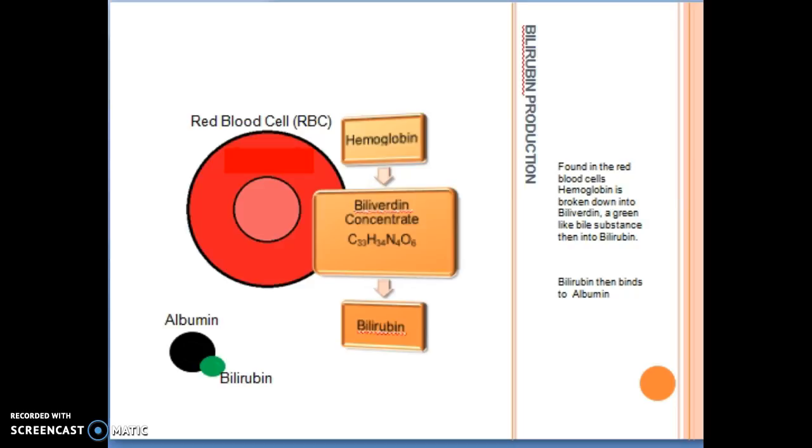It is important when speaking of hyperbilirubin to actually break down the process of how bilirubin is made. First, you have to have the red blood cell, which is commonly referred to as RBC. It is found in hemoglobin, which breaks down into biliverdin, which is a green-like bile substance, and then is also broken down to bilirubin. Bilirubin is then connected to albumin, and that is usually what goes through the bloodstream.